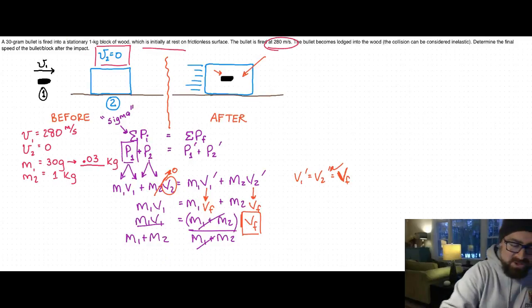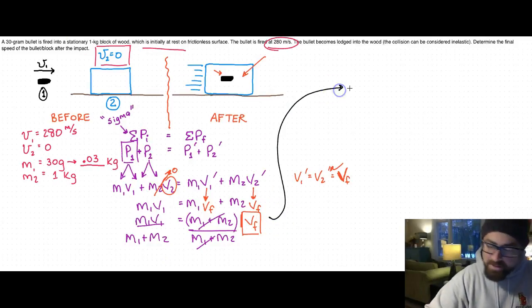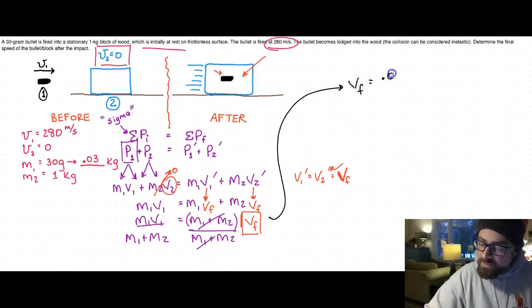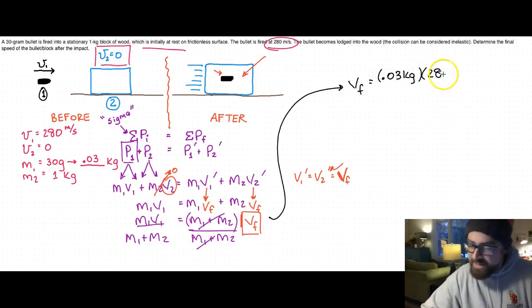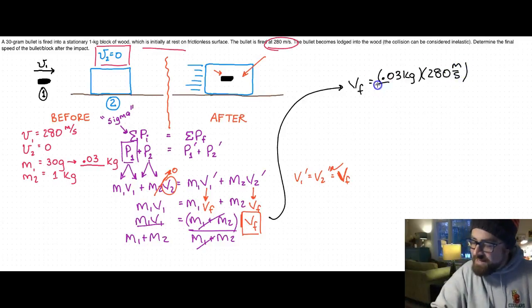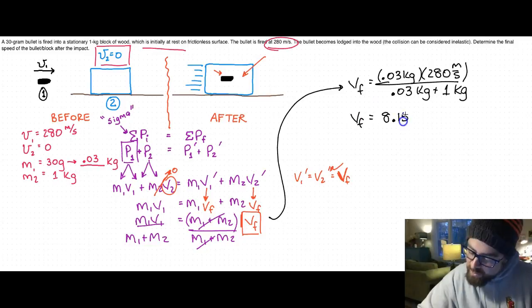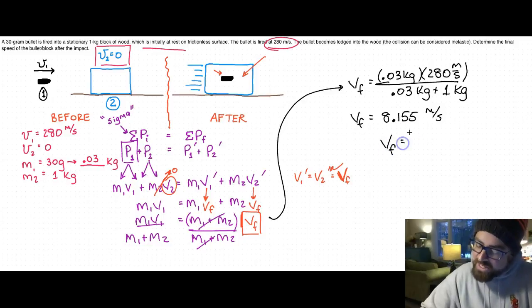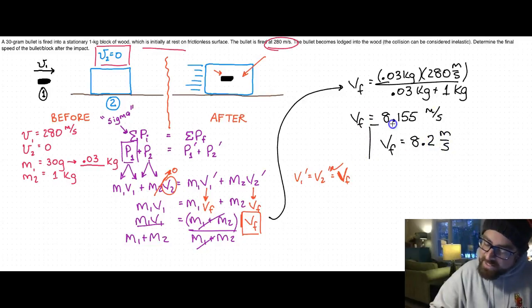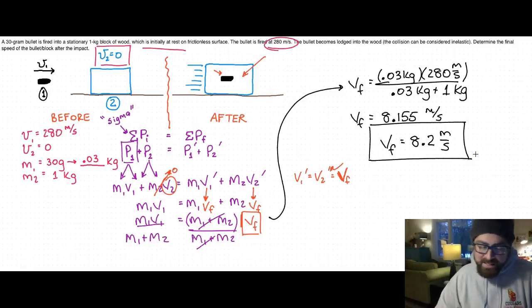Now I'm ready to substitute my numbers in. vf is equal to the mass of 1, which is 0.03 kilograms, the mass of the bullet, times its initial velocity, which is 280 meters per second. Then I divide that by the total mass in the system, 0.03 kilograms plus 1 kilogram, which is just 1.03 kilograms. When I run that through my calculator, I get about 8.155 meters per second. If I'm dealing with sig figs, or if I just wanted to truncate that to fewer digits, I would call that 8.2 meters per second. And that would be the solution to an introductory inelastic collisions problem.